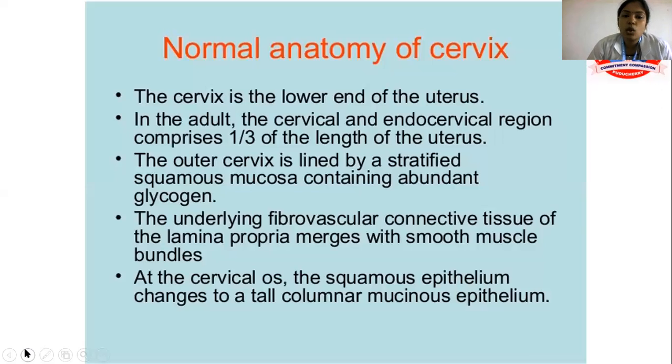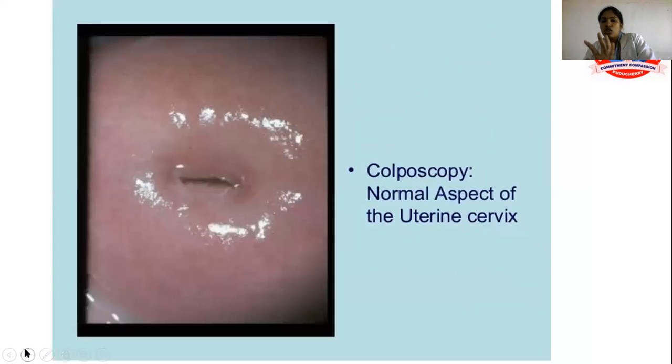So the cervix is the lower end of the uterus. In the adult, the cervical and the endocervical region comprises 1/3 of the length of the uterus. The outer cervix is lined by stratified squamous mucosa containing abundant glycogen. The underlying fibrovascular connective tissue of the lamina propria merges with the smooth muscle bundles. At the cervical os, the squamous epithelium changes to a tall columnar mucinous epithelium. This junction is called a squamo-columnar junction.